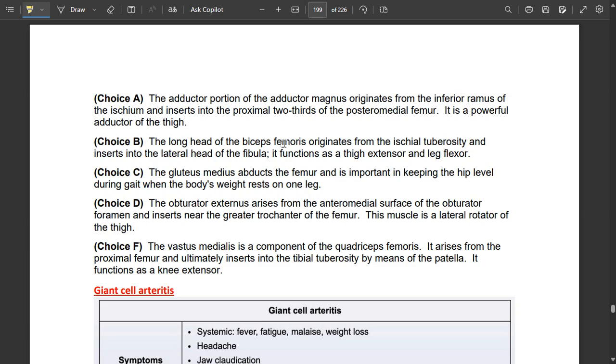The long head of the biceps femoris originates from the ischial tuberosity and inserts into the lateral head of the fibula. So lateral head of the fibula. So it's a thigh extensor and leg flexor.